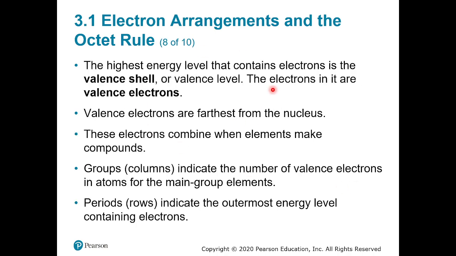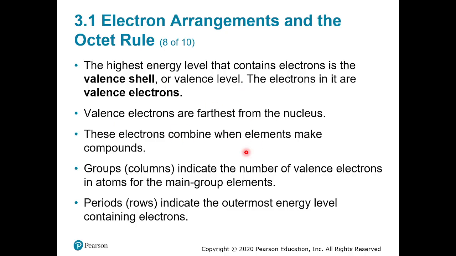All right, so let's talk a little bit more about the terminology. The highest energy level that contains electrons is going to be called the valence shell. It's the energy level that's furthest out that has electrons in it. The electrons in that are called the valence electrons. Literally, they're the electrons on the outside of an atom. The valence electrons are going to be furthest from the nucleus. So whatever electrons are in the outermost energy level, outermost period, those are valence electrons. Whatever energy level is filled in last, the furthest out energy level, is the valence shell.